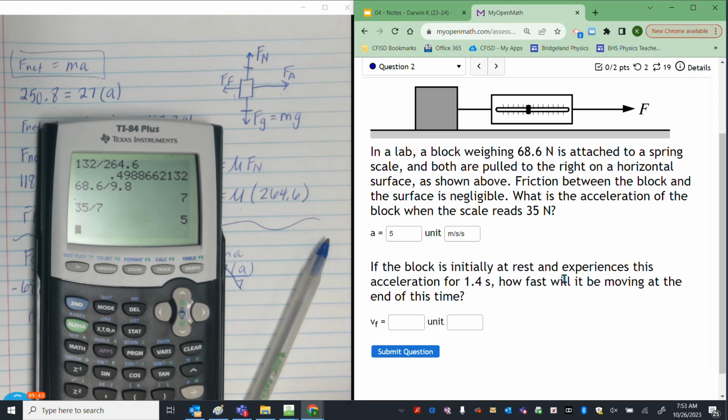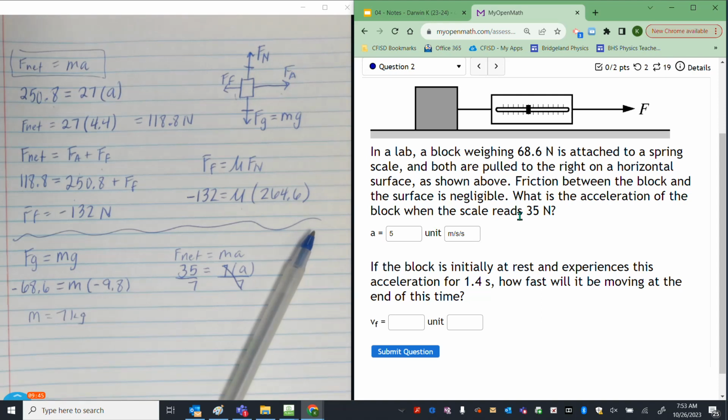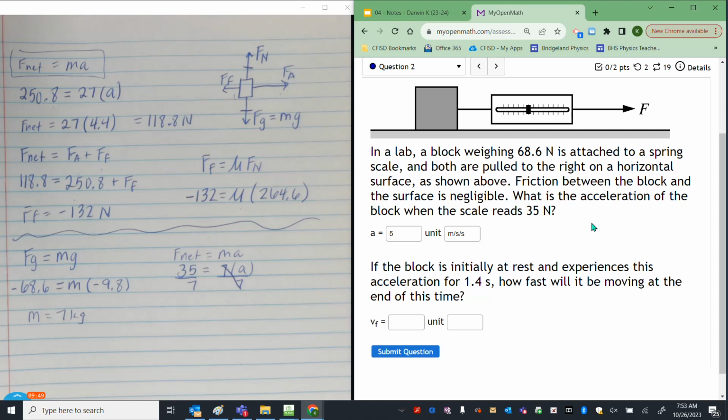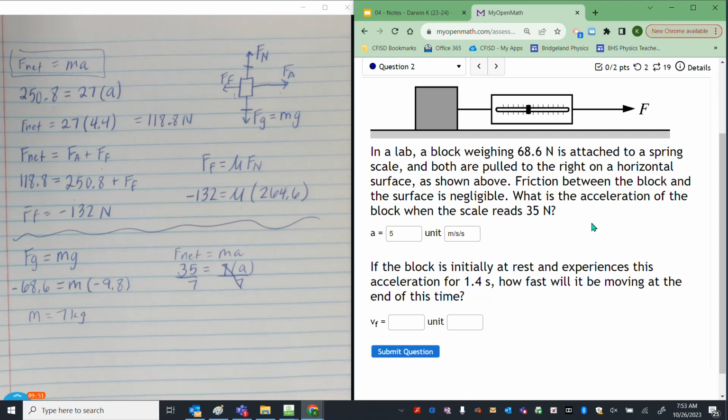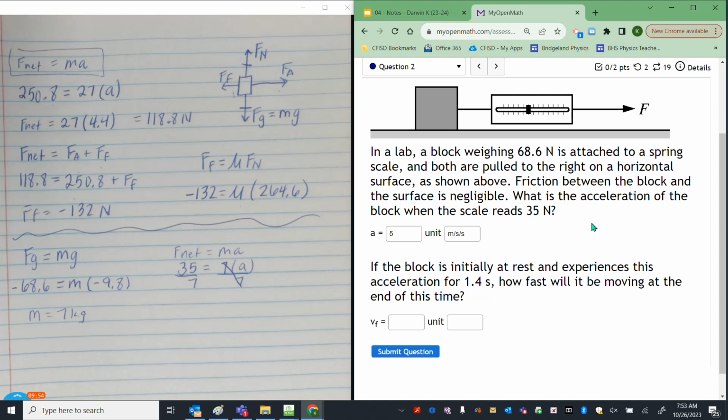The second question says, if the block is initially at rest and experiences this acceleration for 1.4 seconds, how fast will it be moving at the end of this time? So this is the new part where we bring in kinematics.